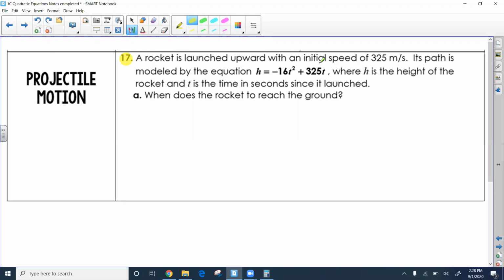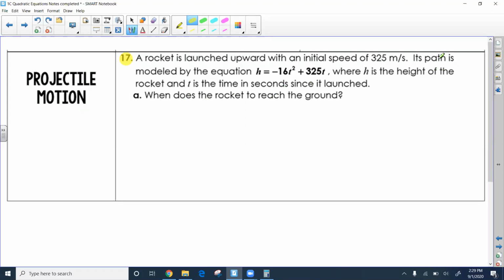All right, so number 17 says a rocket is launched upward with an initial speed of 325 meters per second. Its path is modeled by this equation. Okay, so we get the equation h equals negative 16t squared plus 325t, where h is the height of the rocket and t is the time in seconds since it launched. And the question we're trying to answer is, when does the rocket reach the ground? Okay, so let's write down parts of this.